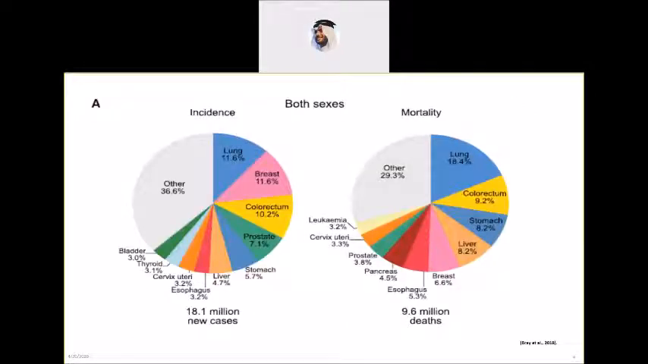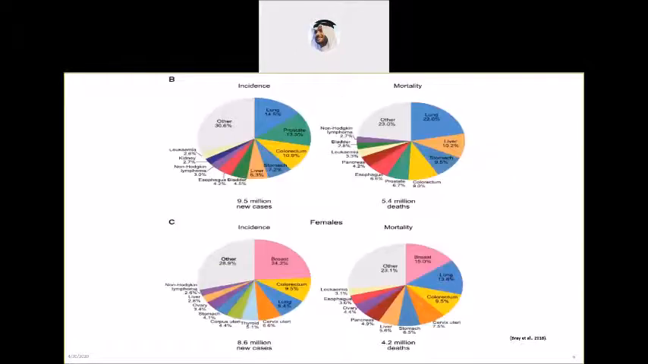Among the top 10 cancers in both male and female, the highest incidence cancers are lung cancer and breast cancer, and the highest mortality is from lung cancer and colorectal cancer. If we divide this into male and female, the highest incidence cancers in male are lung cancer and prostate cancer, and the highest mortality is from lung cancer and liver cancer. Whereas in female, the highest incidence and the highest mortality is breast cancer.